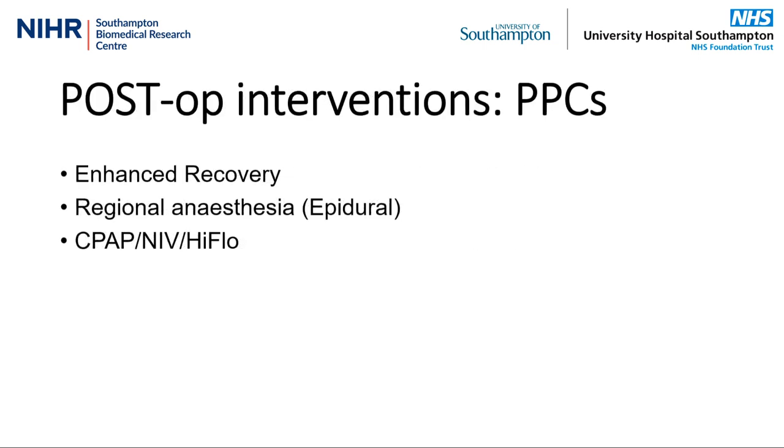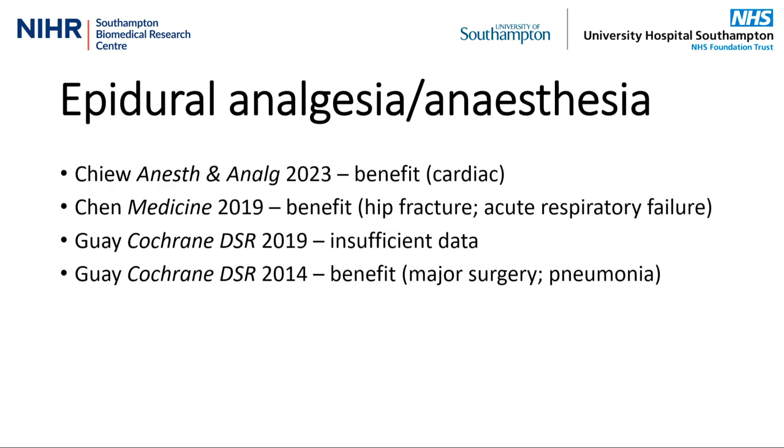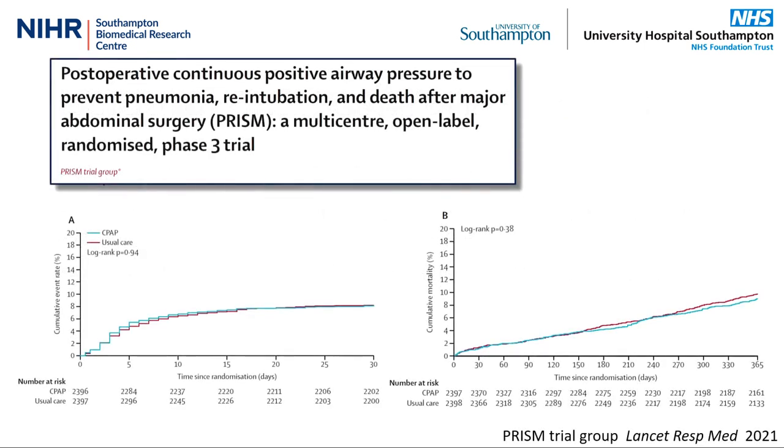And in the post-operative space, the three things I will focus on are enhanced recovery. I'm not going to show you any data, but across a number of enhanced recovery studies, there's data suggesting that both overall complications and pulmonary complications are reduced. I think the balance of the evidence is that pulmonary complications are reduced with epidural analgesia or anaesthesia, although one of the recent Cochrane reviews suggests there's insufficient data, so the one that's focused exclusively on cardiac, the one that's focused on major surgery suggests there is a reduction in postoperative pulmonary complications.